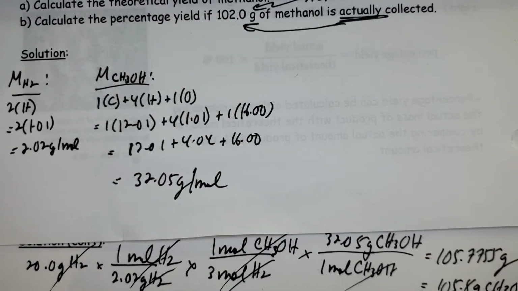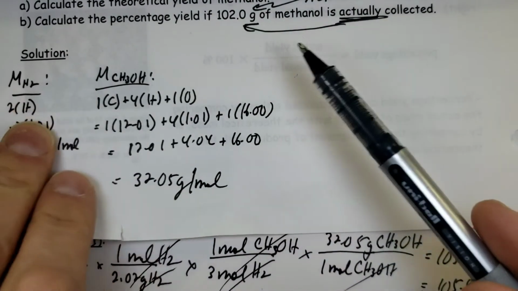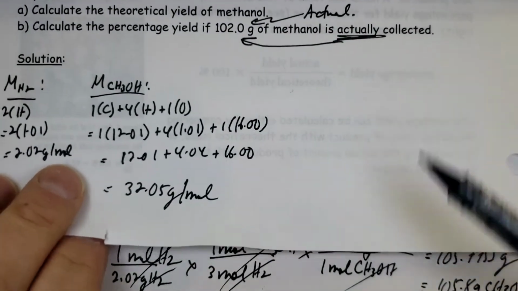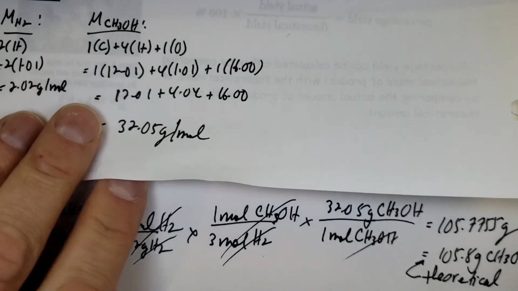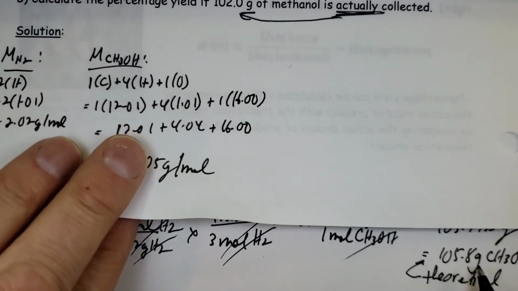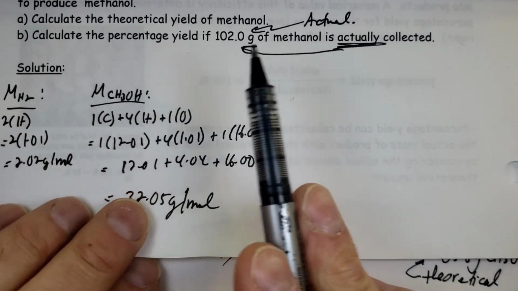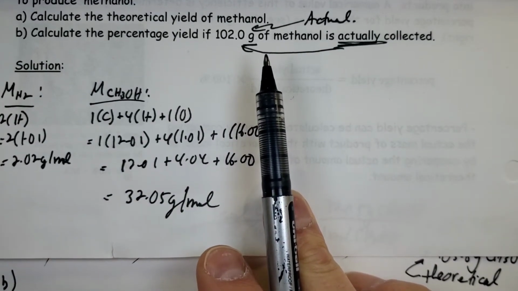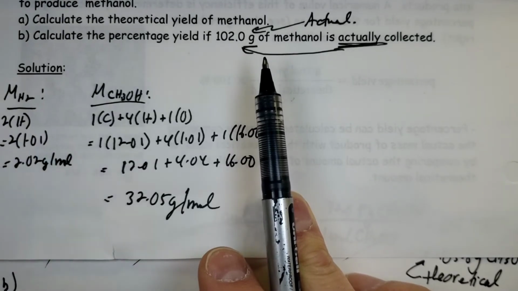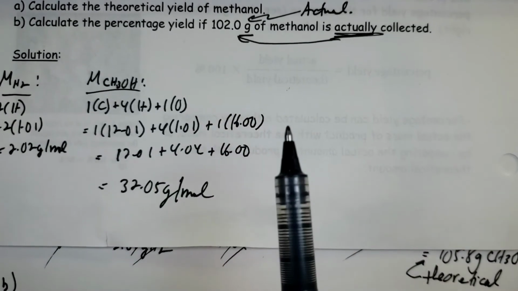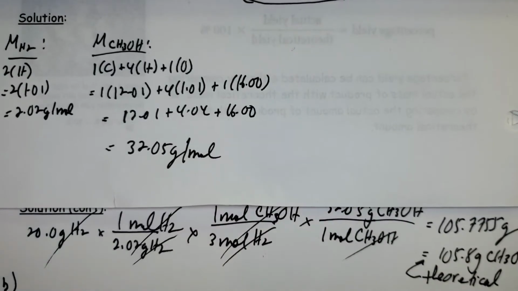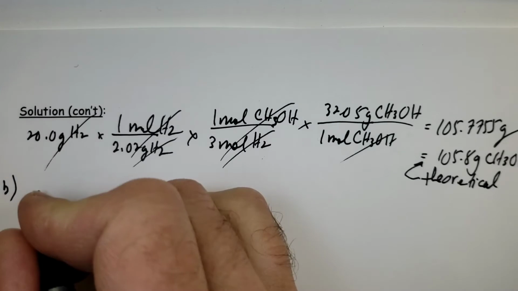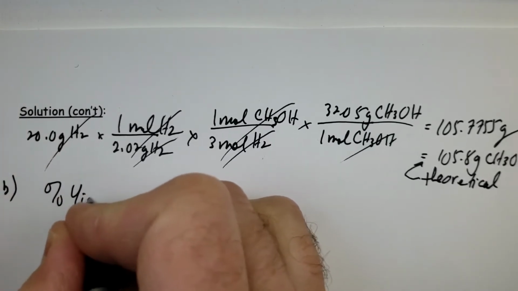Okay, and part B, if I actually get 102, what's my percent yield? So, of course, if you look here, theoretically, I should get 105.8. Would I actually get 102? So notice that is less, which it should be. You actually get less than what you calculated due to the loss of competing reactions or spillage, etc. So when you're doing part B here, figuring out percent yield.